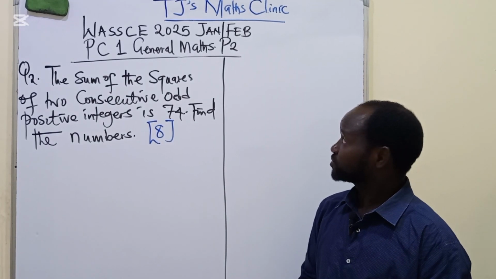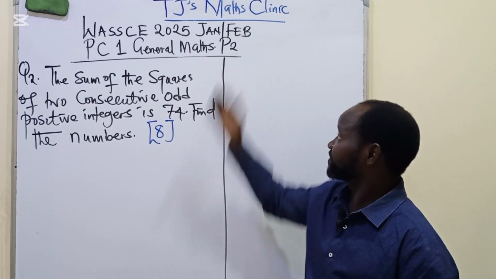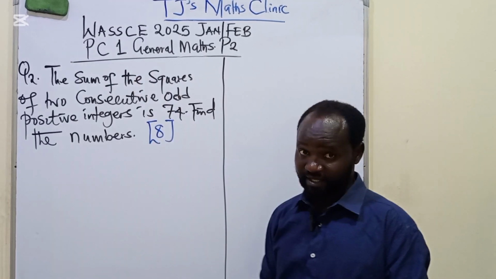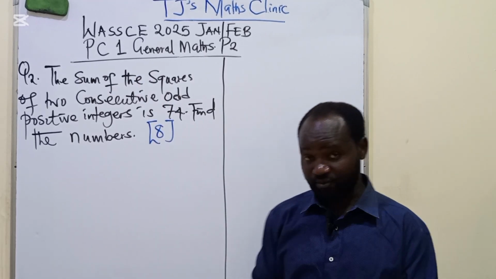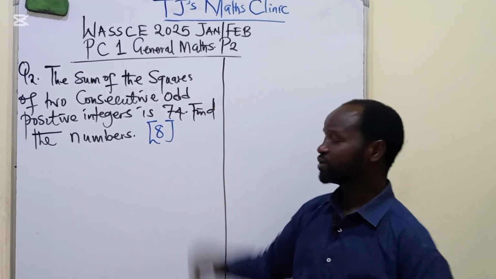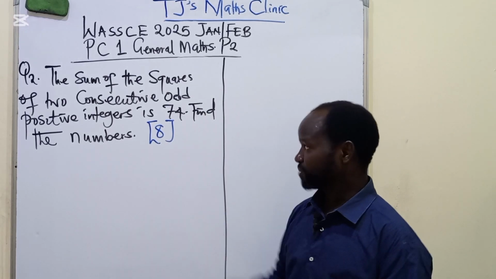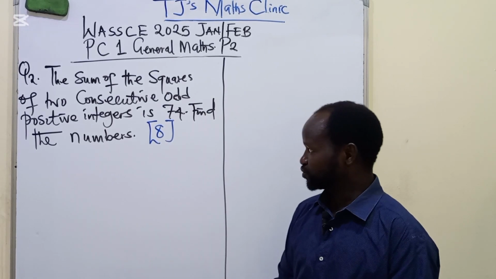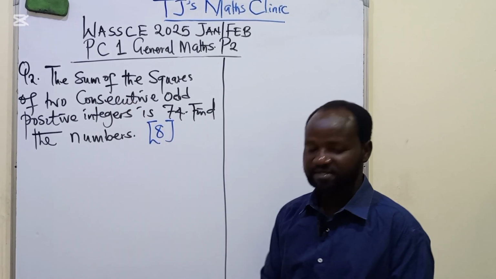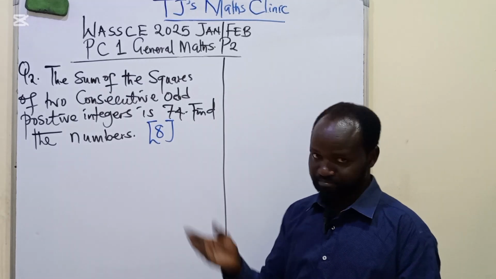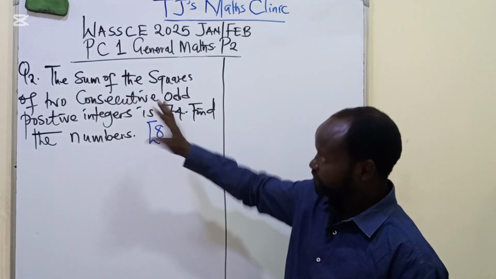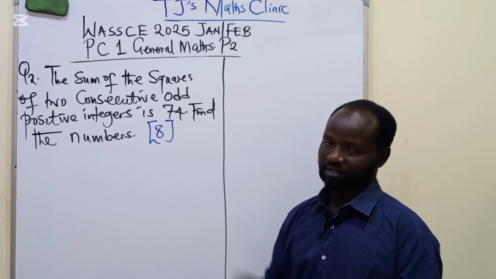Still on WASSCE 2025, January, February, for private candidates, general mathematics. They call it core mathematics. This is paper 2, which is the theory compulsory parts. With us here is question 2, and this question 2 carries 8 marks. In my previous video, I've solved question 1. Let's look at question 2.